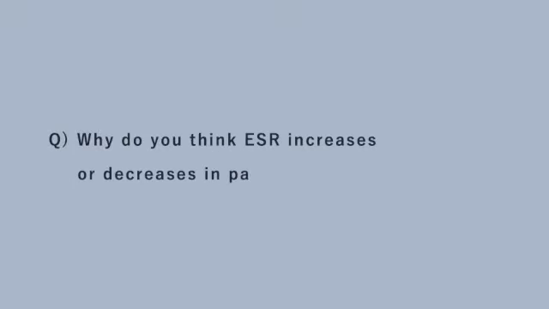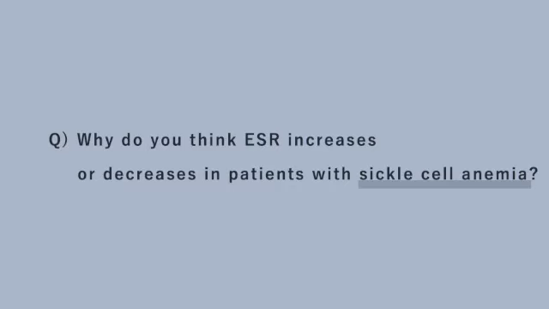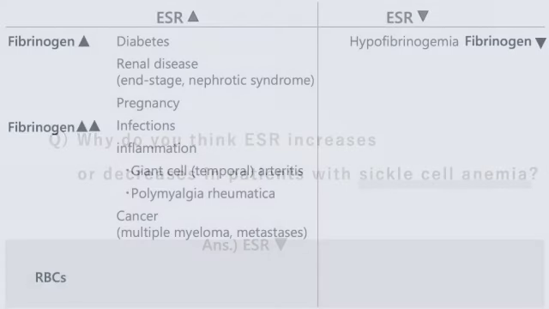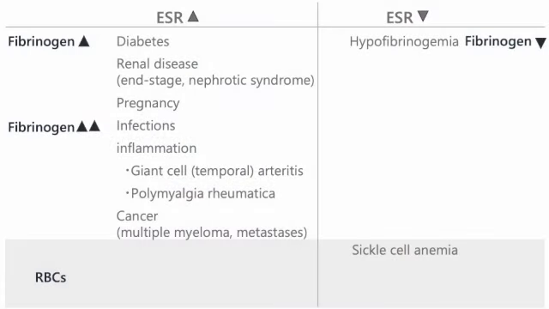Now, when it comes to sickle cell anemia, why do you think ESR increases or decreases in patients with sickle cell anemia? Their ESR can go down. You might wonder why the ESR actually decreases, even though it tends to rise in most types of anemia. This is where rouleaux formation comes into play.